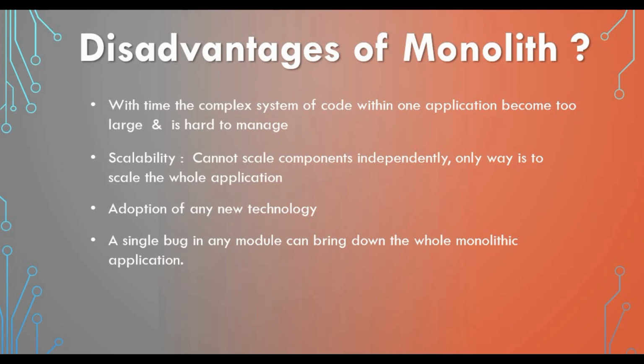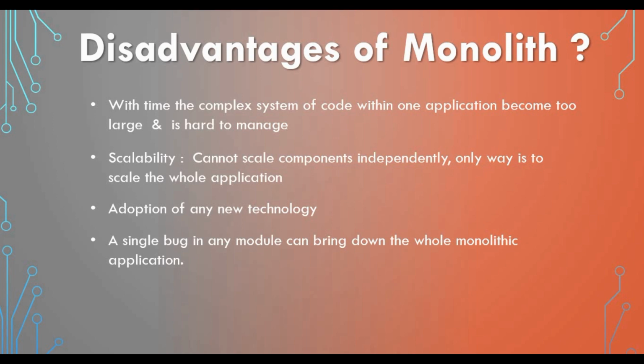Another disadvantage is that a single bug in any module can bring the whole application down. As we discussed, there are different features, like the user interface, the ordering page, and a lot of other features. If there is a problem in the ordering, the whole application is down, because if you want to make some fixes in the ordering, you cannot do that part alone. It's a whole single code, so you need to bring the whole application down.